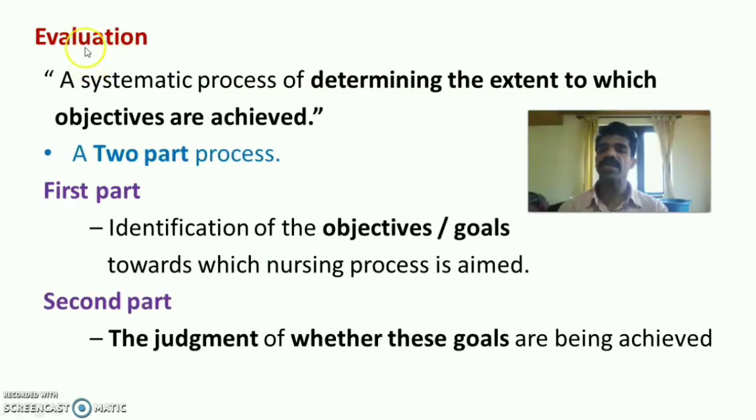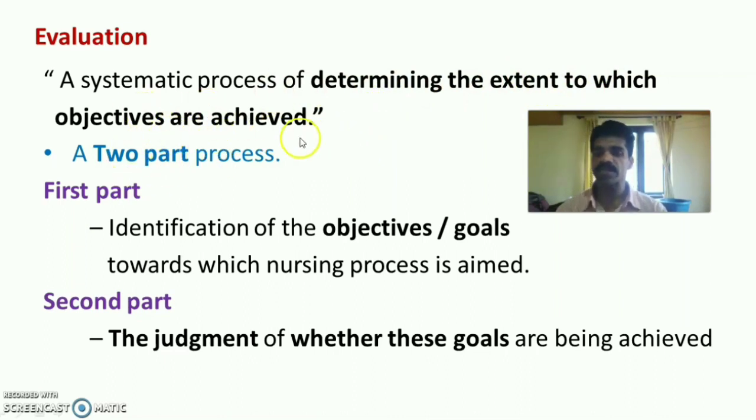Next is the meaning or definition of evaluation. Evaluation is a systematic process. So the nursing process itself is a scientific process. It is a systematic process of determining, or finding out, or understanding the extent to which the objectives or set goals are achieved. So extent means how much, how far we have achieved the objectives or goals.